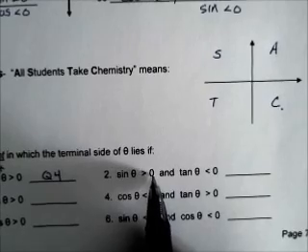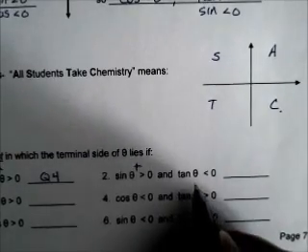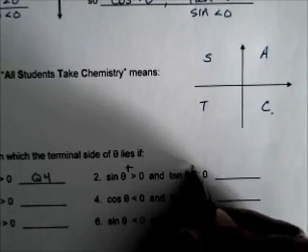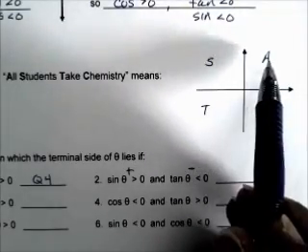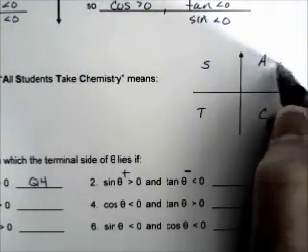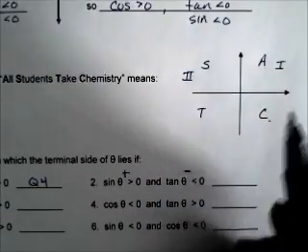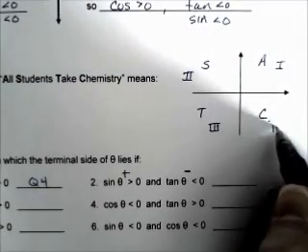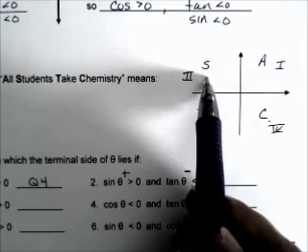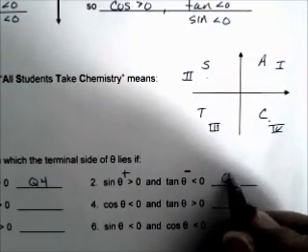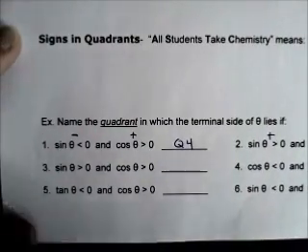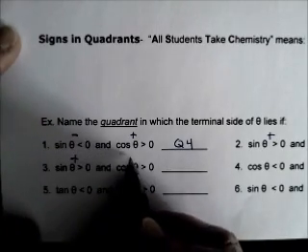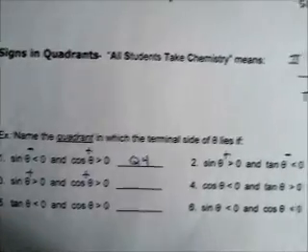Number 2, sine of theta is greater than 0, so sine's positive, and tangent of theta is less than 0. Tangent's negative. All right, so in what quadrants is sine positive? It's in quadrants 1 and 2. And out of 1 and 2, in which one is tangent negative? Quadrant 2. Number 3, sine theta is greater than 0, meaning sine's positive and cosine is also positive. Both sine and cosine are positive. That's in quadrant 1, where they're all positive.